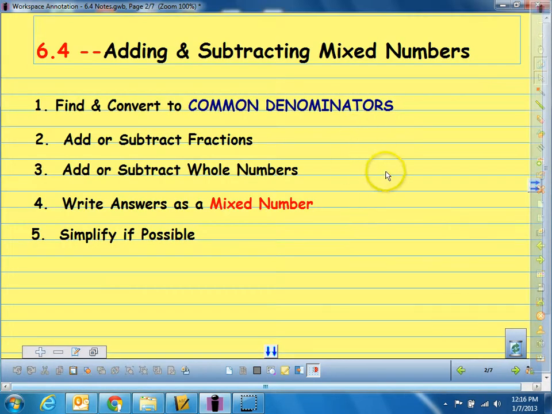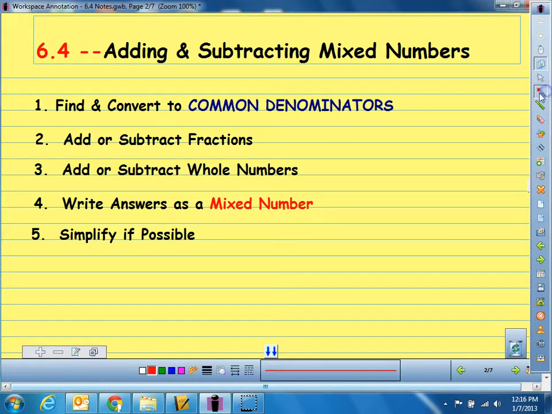This is the first thing I need you to write down in your notes. These are the steps that we're going to take whenever we have to add or subtract mixed numbers. The very first thing we do anytime we add and subtract any kind of fraction is to see that they have common denominators. We need to make sure that they have a like number on the bottom of their fraction, on the fraction part. So if we don't have them, we need to make sure we convert those fractions to have common denominators.